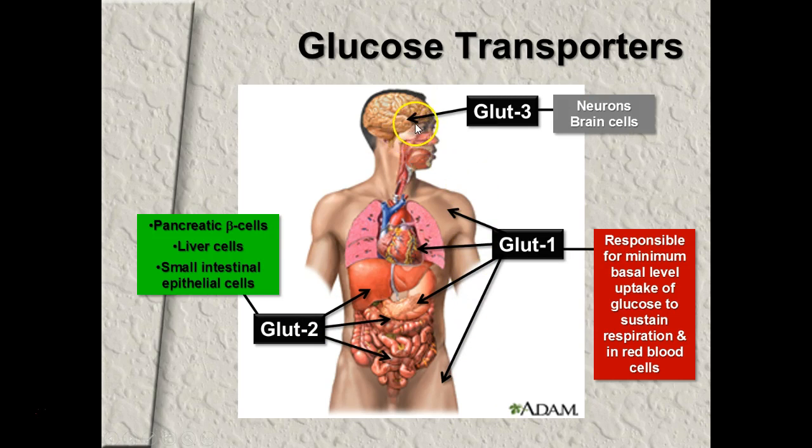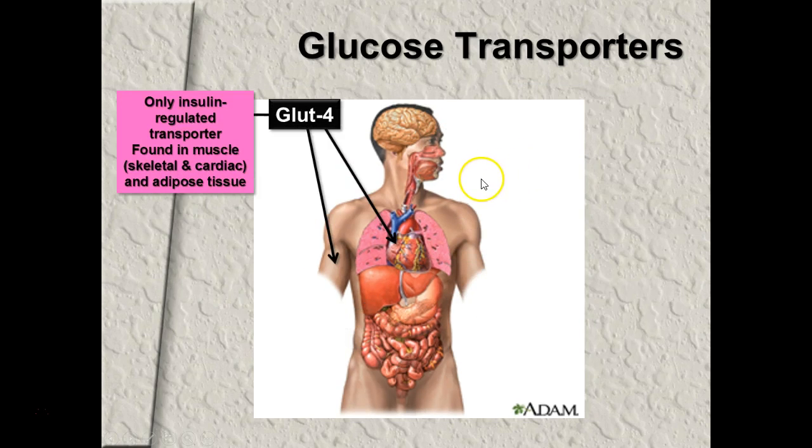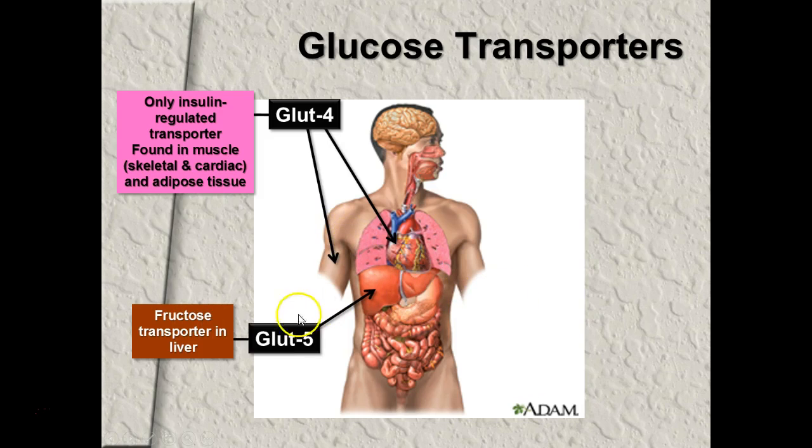GLUT3 is a transporter up in the brain and neurons. And then we move to GLUT4, and GLUT4 transporters are actually transporters that don't appear so much on the surface of the cell until the cell receives the insulin's signal, and at that point in time the GLUT4 transporters are going to be brought to the cell surface to help bring glucose in out of the bloodstream to help your blood glucose get down to the level that it should be at. So it is found in muscle cells, skeletal and cardiac, and in the adipose tissue as well. And then GLUT5, as I said, was the fructose transporter in the liver.